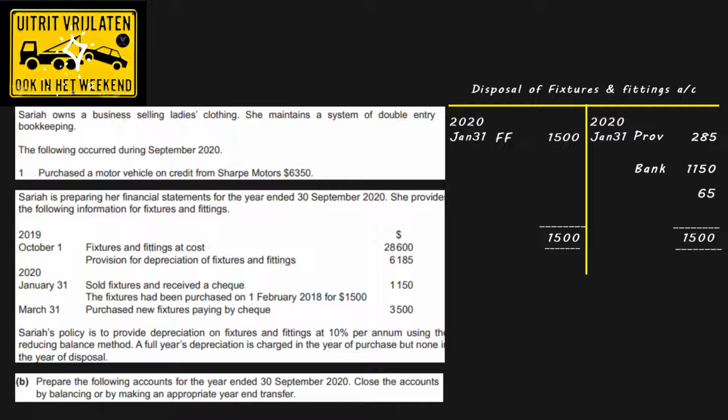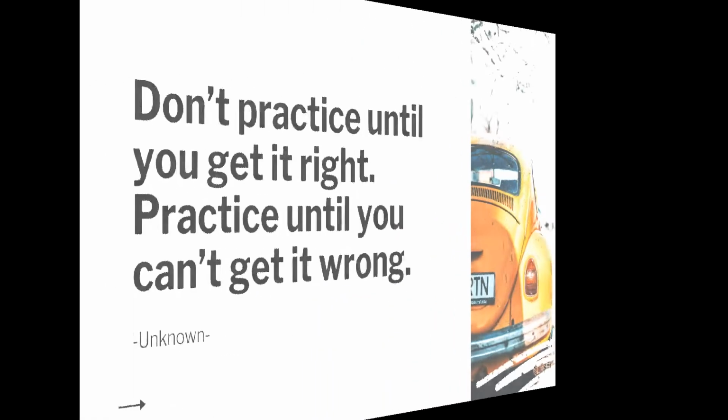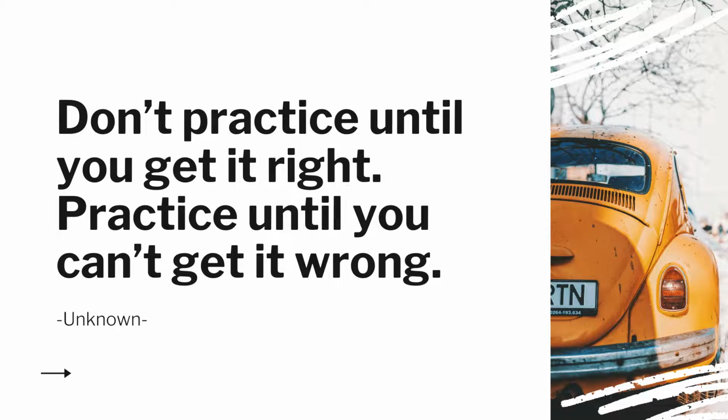This also shows that by disposing this asset, you have a loss of 65, which will be transferred to income statement. So you notice in disposal account, you will not have any balance carried down, yeah? So everything has to be settled for the year and transferred to income statement. Yeah, this question is done. So you notice that once you get the workings out of the way, preparing the T account will take a matter of minutes to complete.